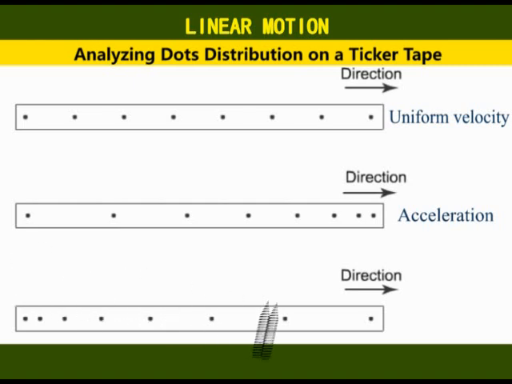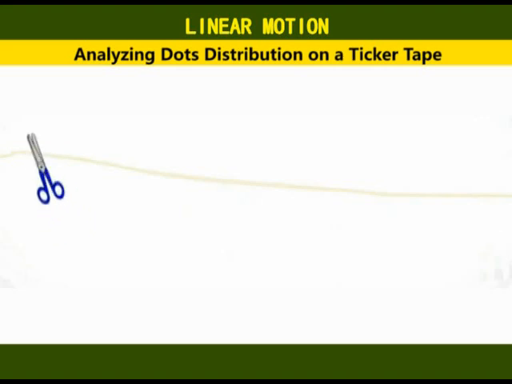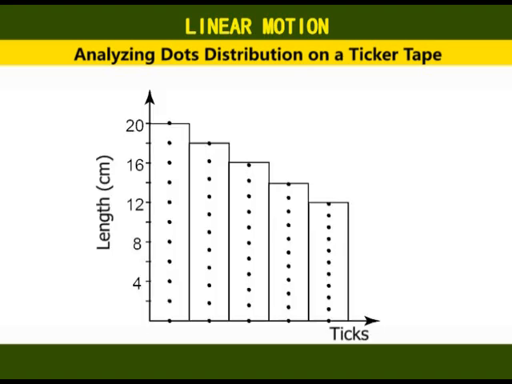And in the third strip, the distance between the dots decreases over time. This indicates the velocity decreases with time or retardation. And therefore, the motion of an object can be determined by studying how the dots are distributed. Ticker tape charts can be constructed by cutting the ticker tape into short lengths with equal number of dots on each length and sticking the strips side by side in the same order that they were on the whole tape.